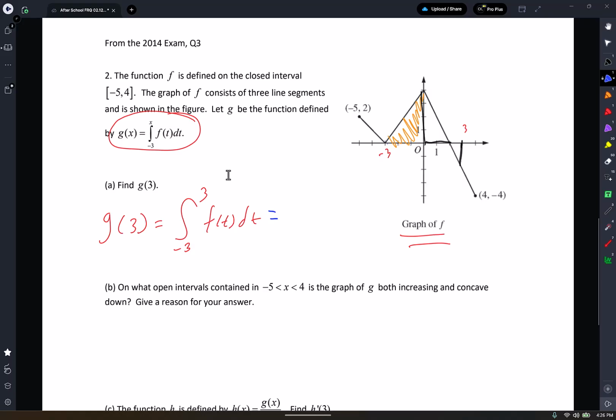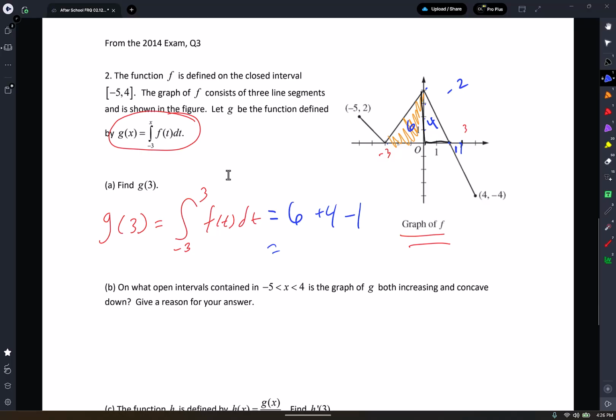3 times 4 is 12, divided by 2 is 6. So this is 6, right? And then this is 2. 1, 2, 3, 4. 2 times 4 is 8, divided by 2, that's 4. And this one here, so let's see, let's see what this slope is. That's 1, 2, 3, 4. That's 4, 1, 2. So the slope is -2. So from here to here, so that just went to -2. So there it is. So 2 times 1 is 2. Divided by 2 is 1. So it's 6 plus 4 minus 1.